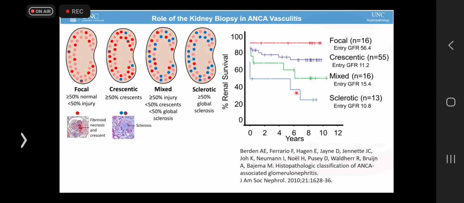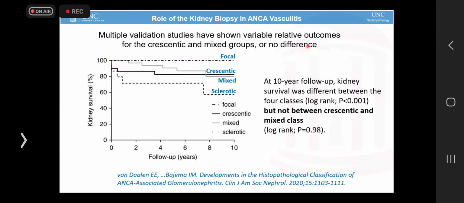And you can see that this, in fact, did correlate with the kidney outcome over time. With the sclerotic group, more than 50% of glomeruli with global sclerosis was the worst performer, and those with focal lesions did best. And here, if you can knock out all of that acute injury with induction therapy early on, the kidney has a great chance of surviving. And this has been studied in other cohorts as well. This is another one that shows similar outcomes.